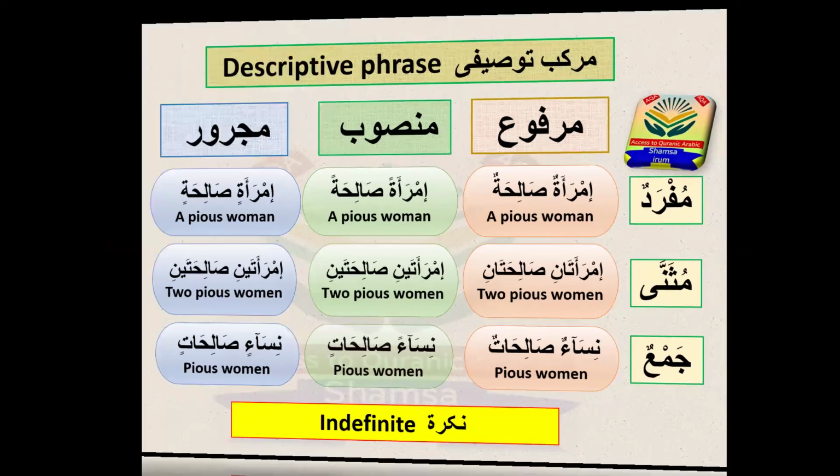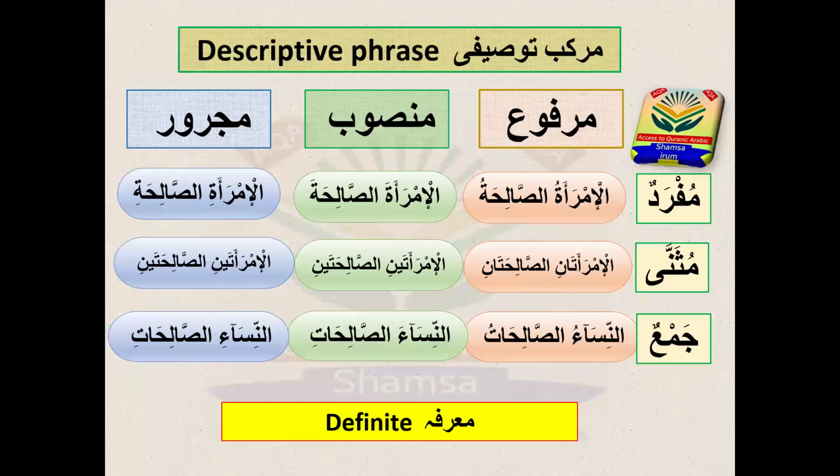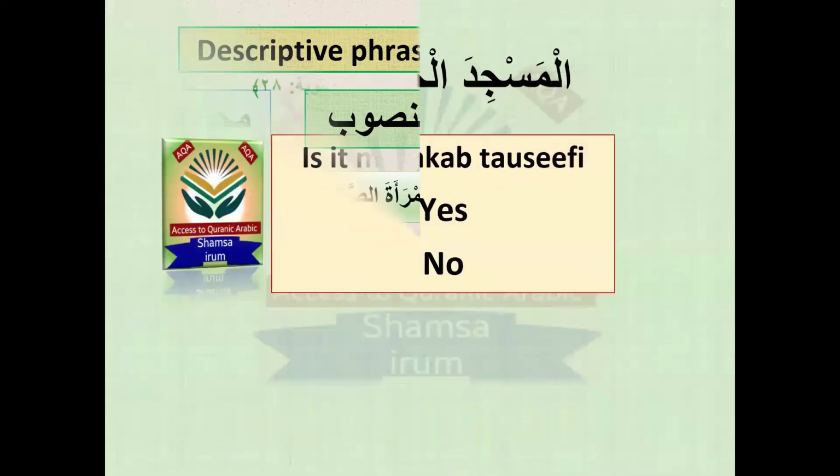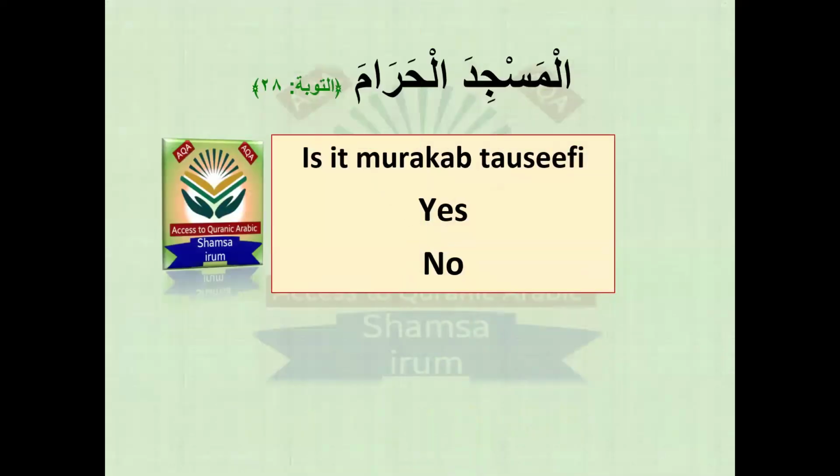Okay. And in the next chart, I just put the al in the beginning, so it becomes definite now. I didn't type the meaning here because you just put the in the beginning of all of the meanings. Okay. Let's do some game now. If I ask you al masjida al harama, is it Murakab Tauseefi? Yes or no? So you have to check.